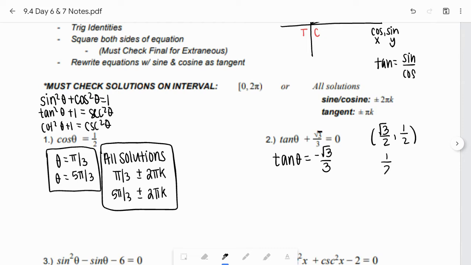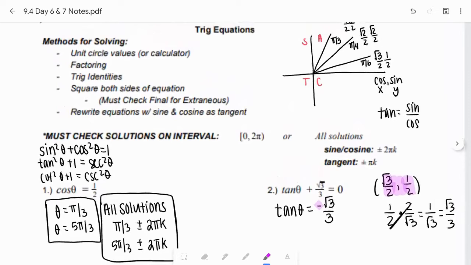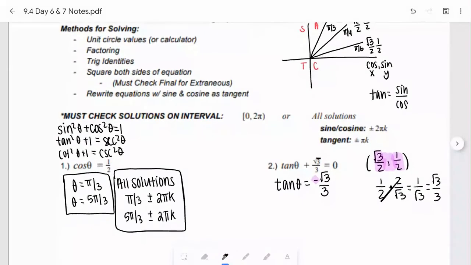Okay, because remember, if I have y divided by x, I can flip the second and multiply. So it would end up with 1 over root 3, which does equal root 3 over 3. So anytime I have root 3 over 2, comma 1/2, that is when tangent is going to equal root 3 over 3. Okay, but here I am looking for it to be negative. So using my all students take calculus, tangent is going to be positive in quadrants 1 and 3. So it would be negative in quadrants 2 and 4.